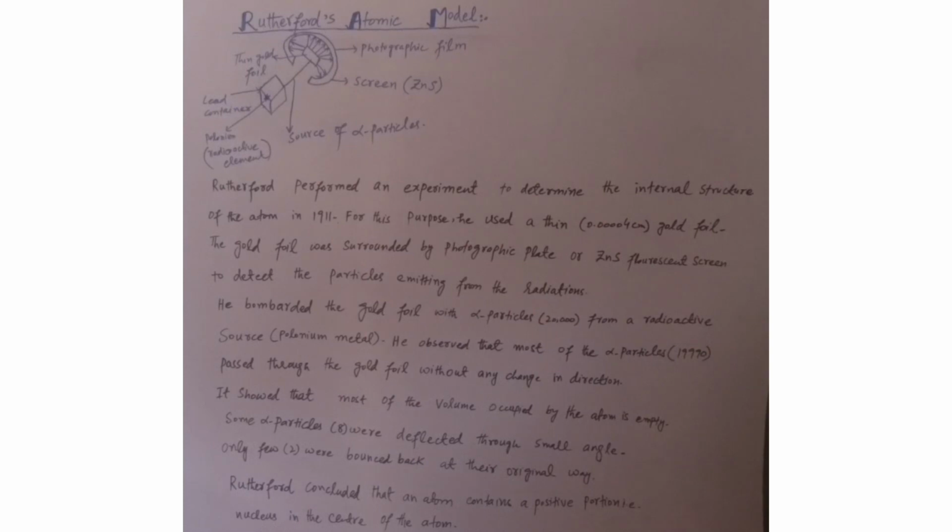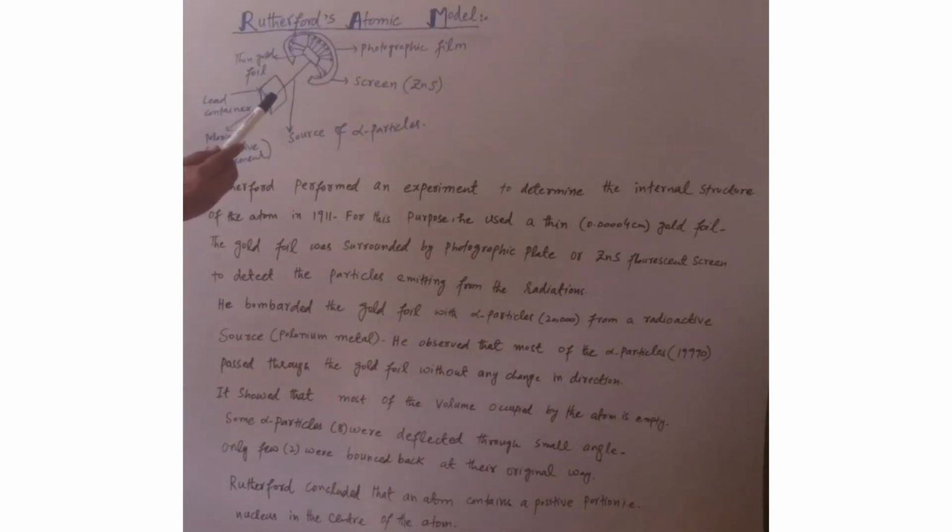For this purpose, he used a thin 0.0004 centimeter gold foil. The gold foil was surrounded by a photographic plate or zinc fluorescent screen to detect the alpha particles emitting from the radiations. Here we see a diagram.